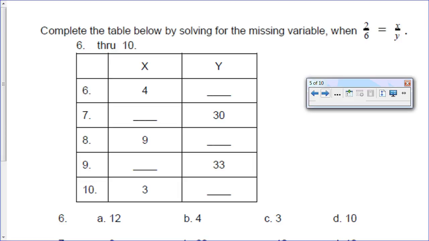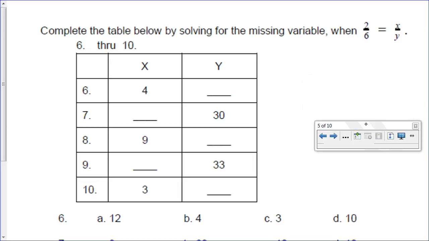Okay, so complete the table below by solving for the missing values, when 2 over x equals x over y. So again, 2 over x is going to equal x over y. They're going to be proportional. We know fractions can be the same but look different. They can have different numbers but be actually the same fractions because fractions can be reduced, or fractions can be made larger by multiplying the top and the bottom by the same number. Or the numbers involved can look larger but it's actually the same value.